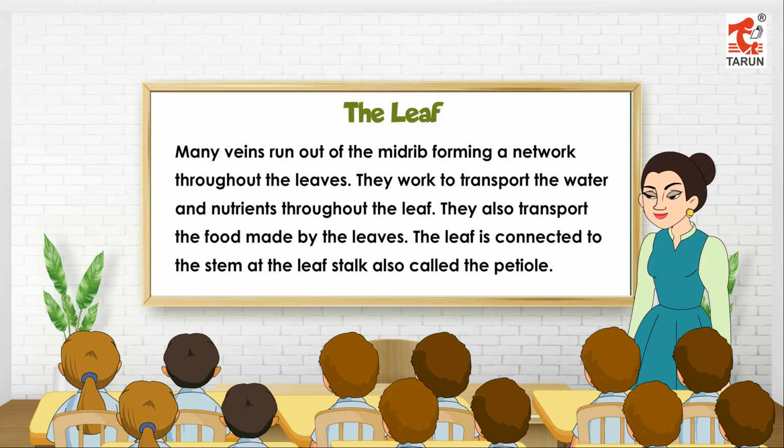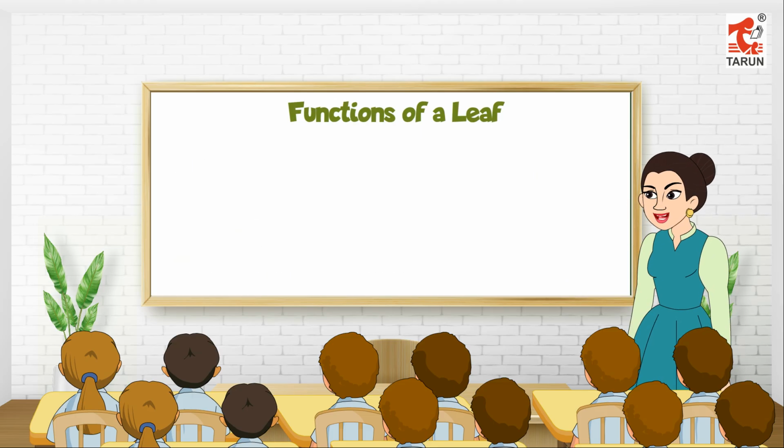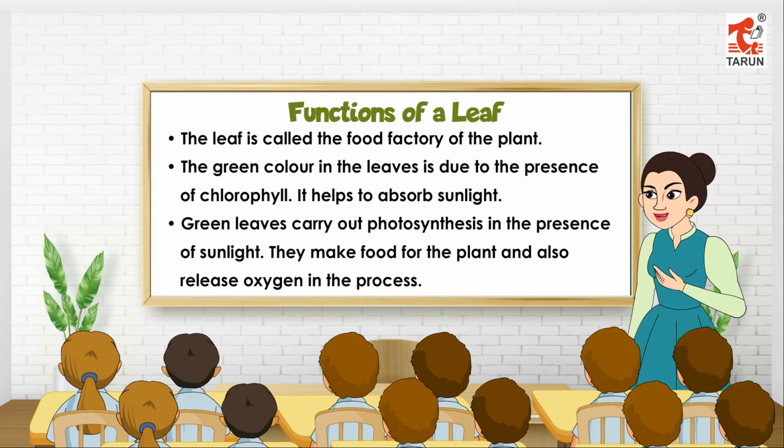They work to transport the water and nutrients throughout the leaf. They also transport the food made by the leaves. The leaf is connected to the stem at the leaf stalk, also called the petiole. Functions of a leaf. The leaf is called the food factory of the plant.